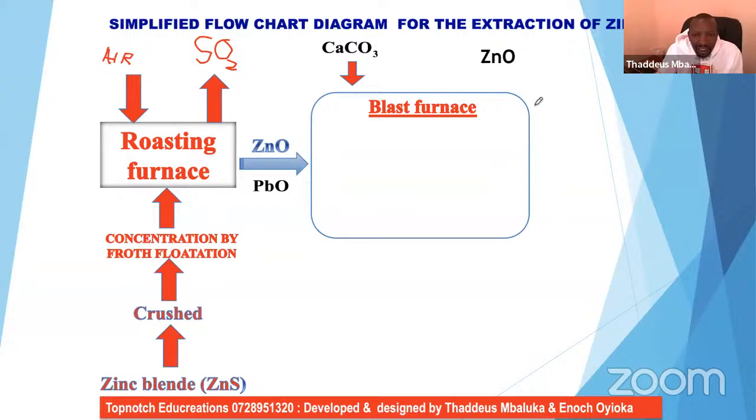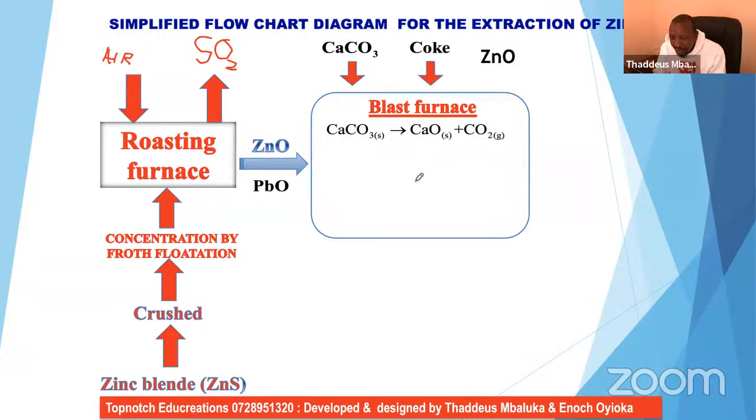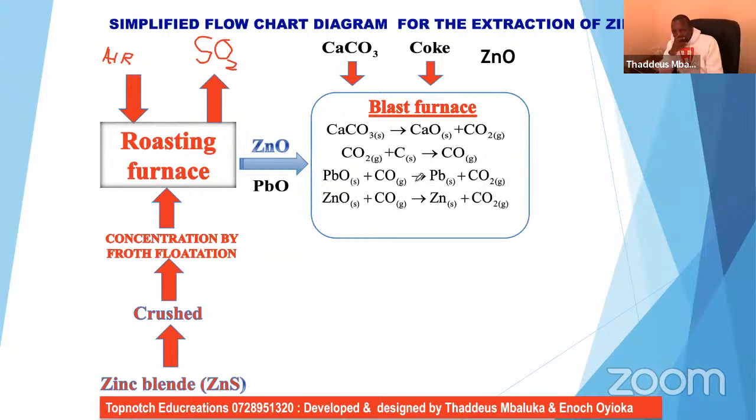Remember the roasting furnace: we have the zinc sulfide and the lead sulfide burning to form zinc oxide and lead oxide. Then you go to the blast furnace, where calcium carbonate decomposes to form calcium oxide plus carbon 4 oxide. Then the carbon 4 oxide reacts with carbon to form carbon 2 oxide. Then we have a reduction of the zinc oxide and the lead oxide there.